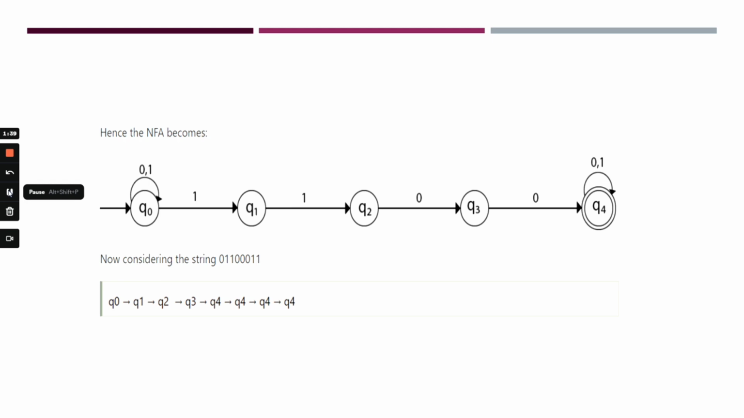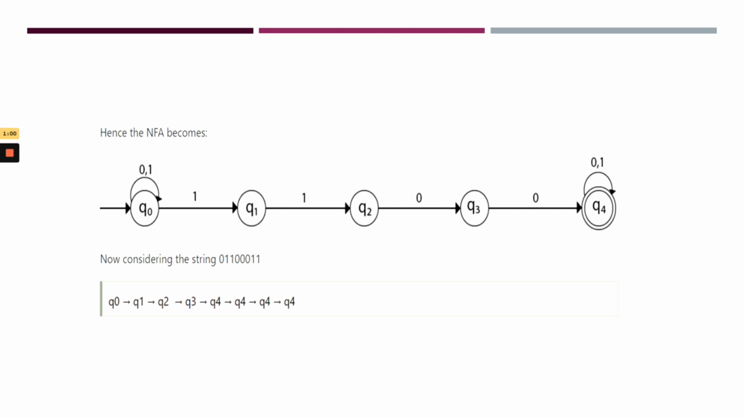So hence the NFA becomes this way, which accepts every string containing 1100 continuously. So here is an example. From q0, if 0 or 1 are the input, it will stay in the same state, or it goes to the next state, and next 1, and next 0 0, and it will accept the strings having 1100 in it. So this is the final conclusion of this NFA.